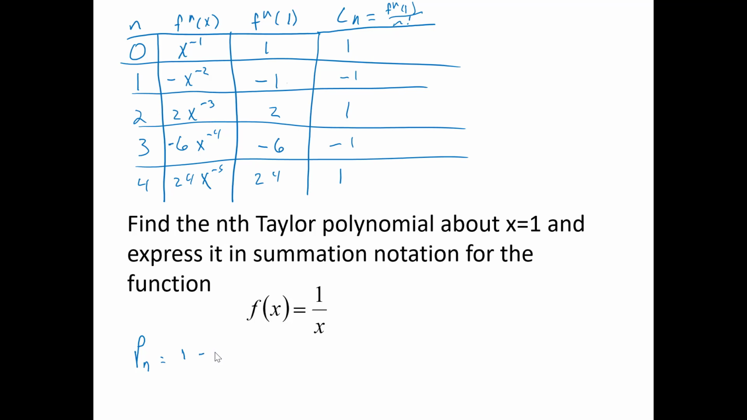minus x minus 1 plus x minus 1 squared minus x minus 1 cubed, and so on. And then in summation notation, we'll start with 0, k equals 0 to n, and then we have this alternating factor, so we'll have the negative 1, and it starts positive, but we're starting at 0, so it's just k, and then x minus 1 to the k.